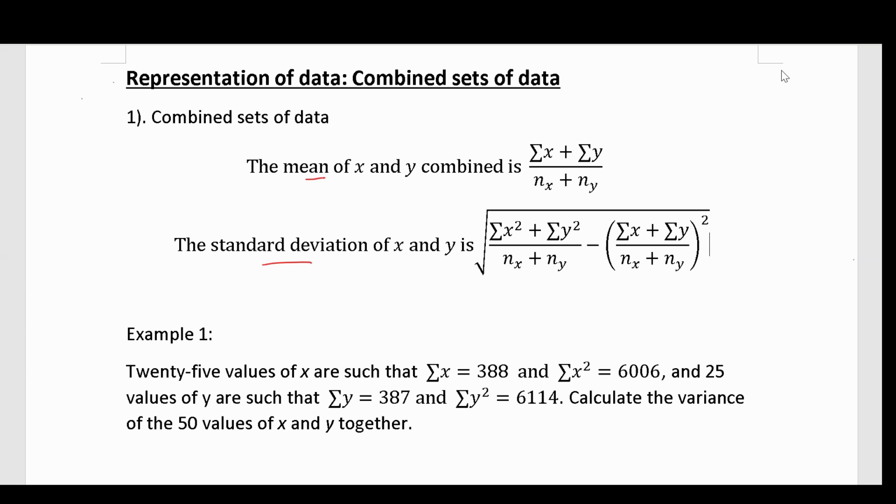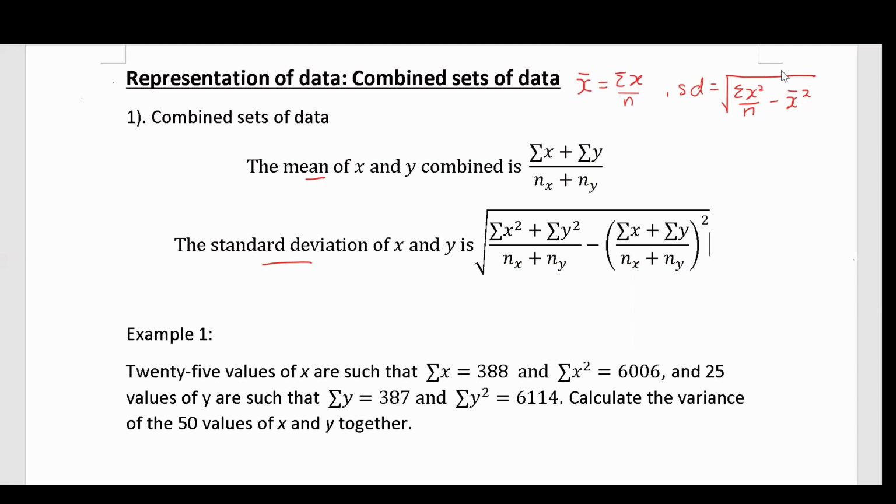So when we find the mean of one set of data, the formula is given as x bar equals sigma x over n, and the standard deviation is given by the square root of sigma x squared over n minus the mean squared. All right, so the formulas are similar.